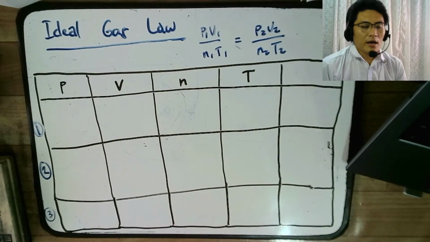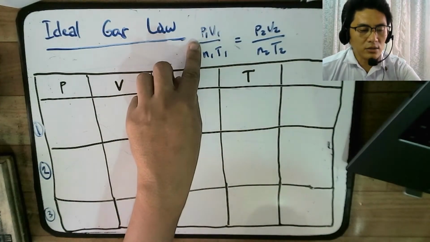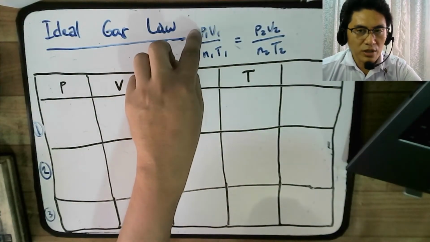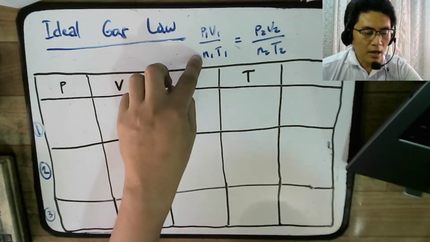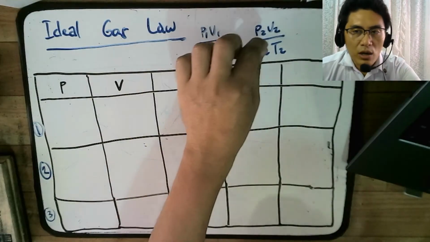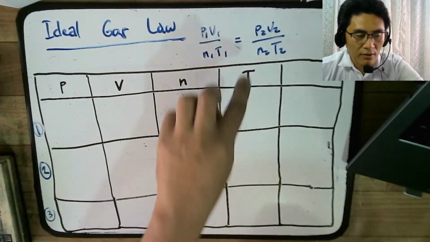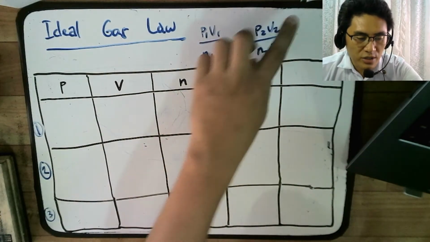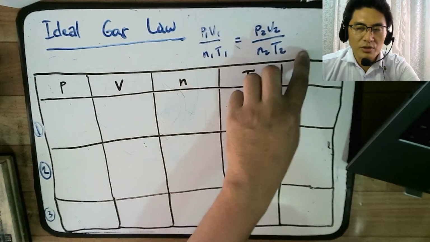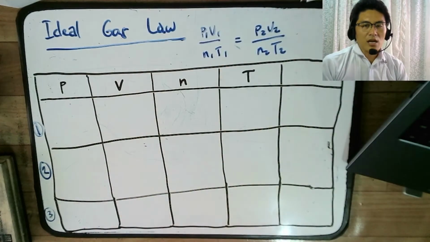Okay? So again, what this means is if you have a state of a gas, a gas with a certain pressure, volume, number of particles, and temperature, it will be equal to the second state if you change things around. If the pressure has changed, volume has changed, number of particles has changed, and temperature has changed, as long as you do some calculations, they will be equal. Okay, so let's do that.